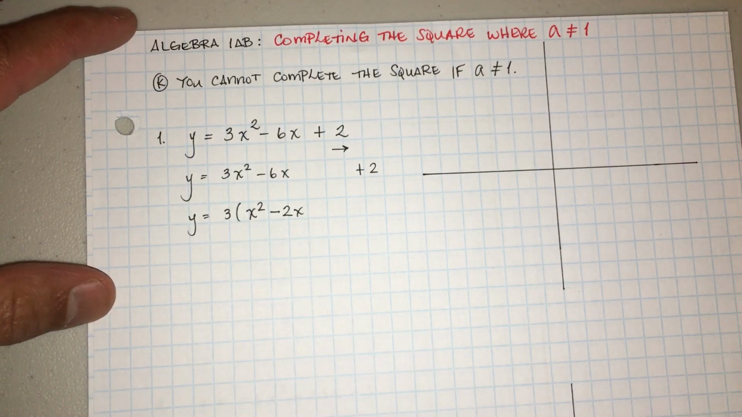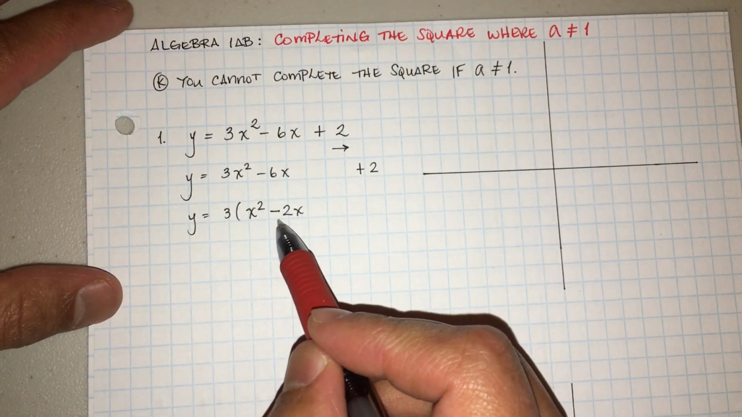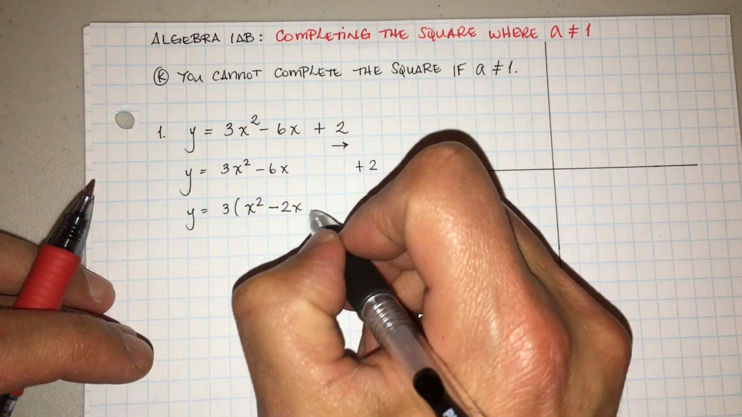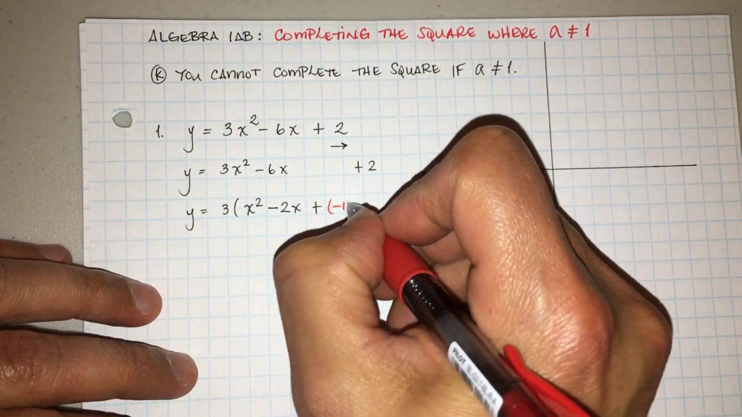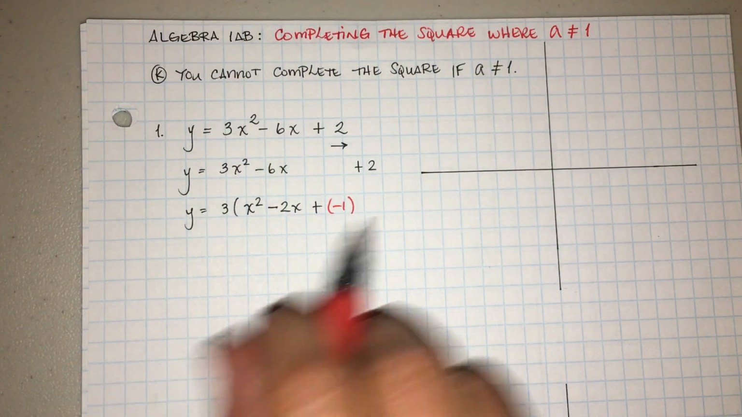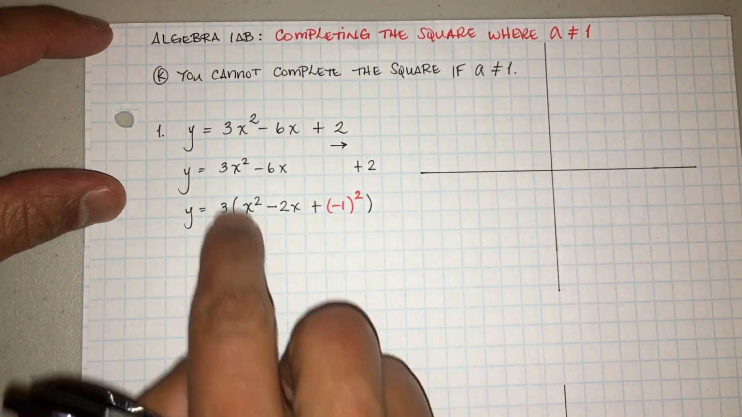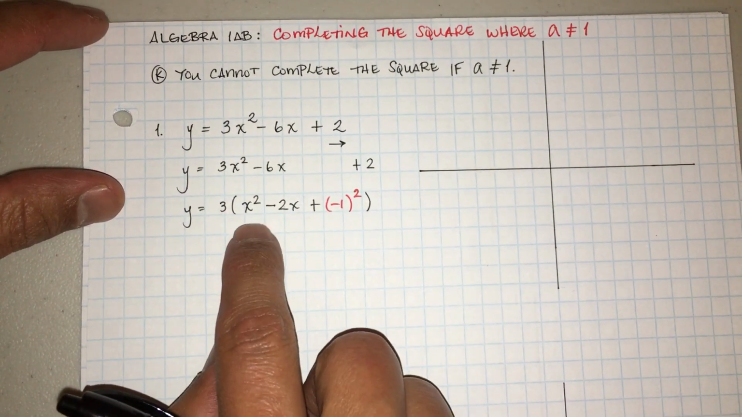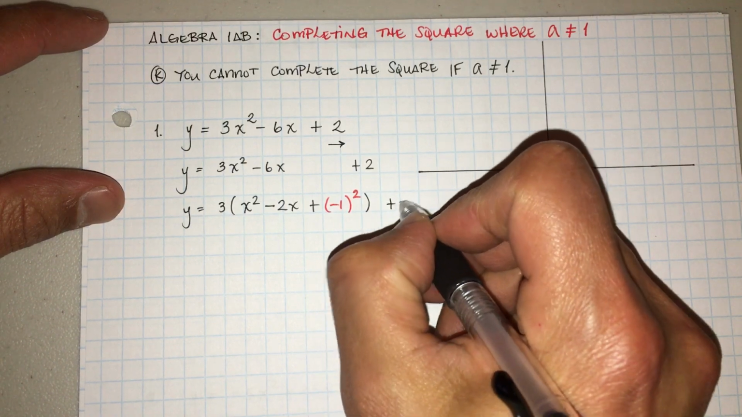So now what are you going to do? Now you're going to complete the square. Ahora vamos a completar el cuadrado. You're going to take half of the middle. So let's go ahead and add half. Half of negative 2 is negative 1. And you're going to square it. Okay. I'm going to close that off because this factoring of completing the square has only to do with this. Then the plus 2 is on the outside.